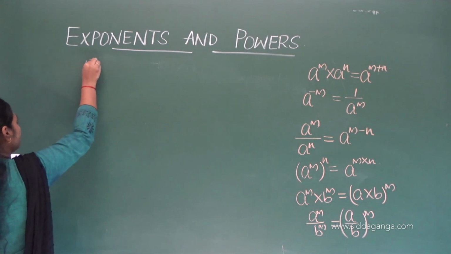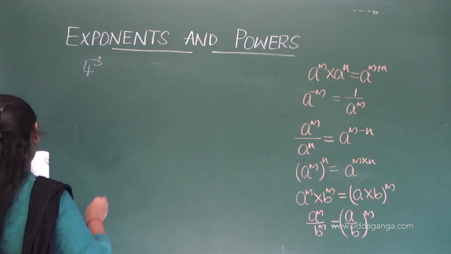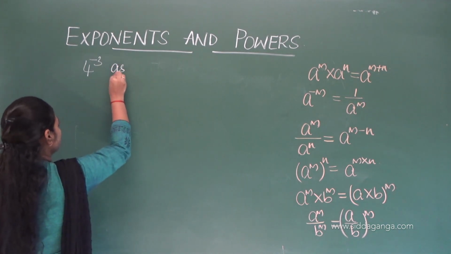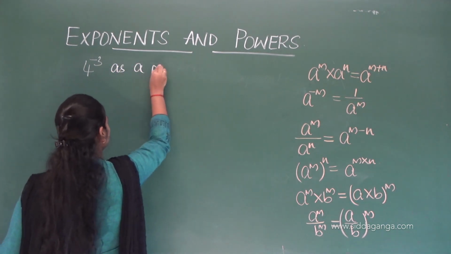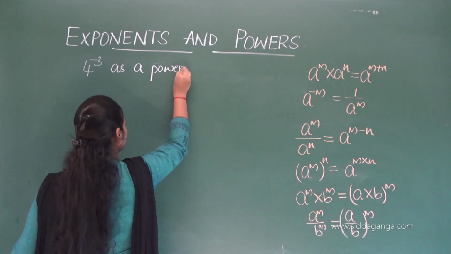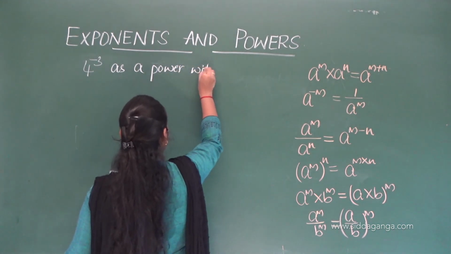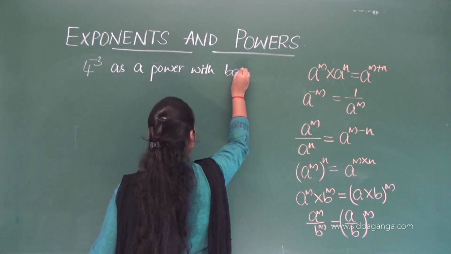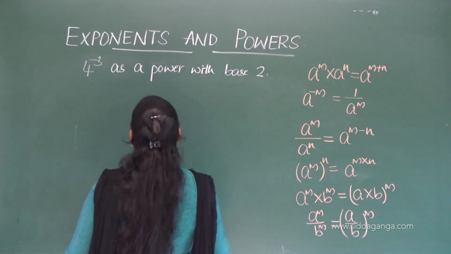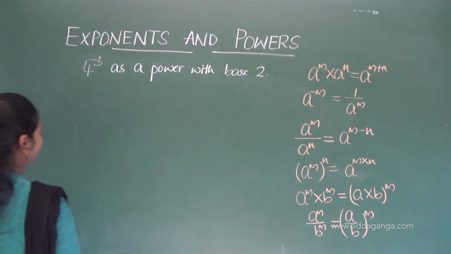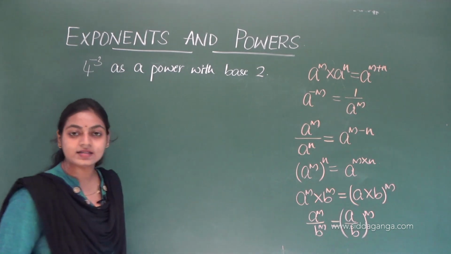Express 4 raised to -3 as a power with base 2. Express 4 to the power of -3 as a power with base 2.